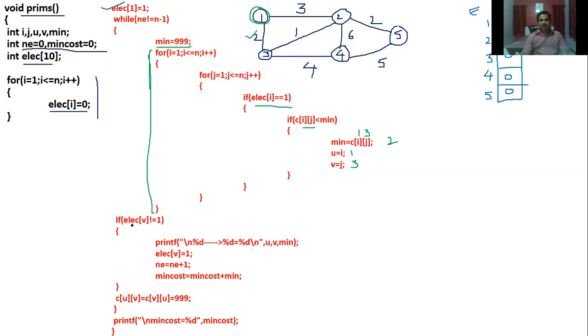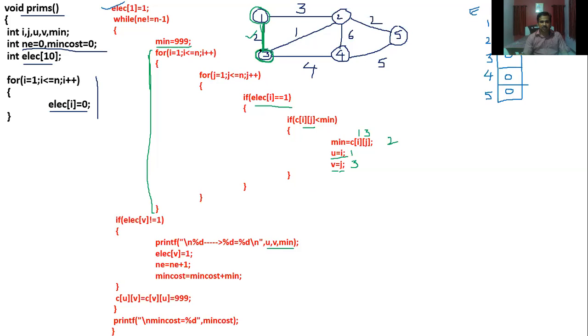See this. The elect of this is 1. Elect of I, it's 1 already. So you check whether this j or this v is 1 or not. If it is not equal to 1, then you should consider that edge 1 and 3. So elect of v, that is 3, has not been marked. It's not elected, right? So then get in, consider the edge u to v. That means I should consider this edge u to v. I'm writing it in a green line. Minimum value I'll get, that is 2. I'll mark this as elected.